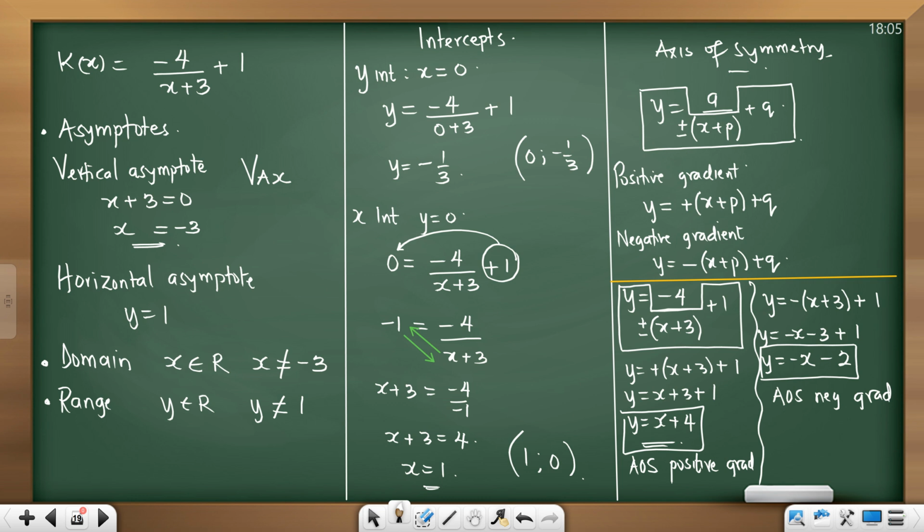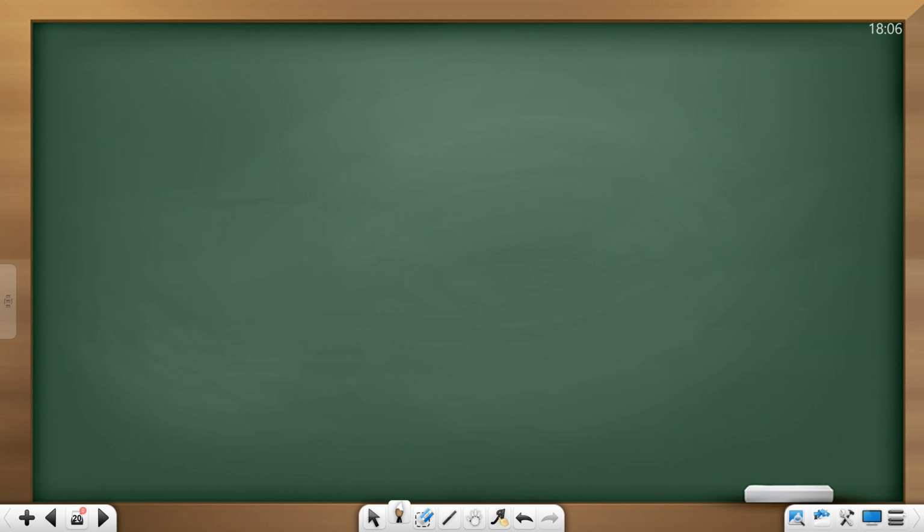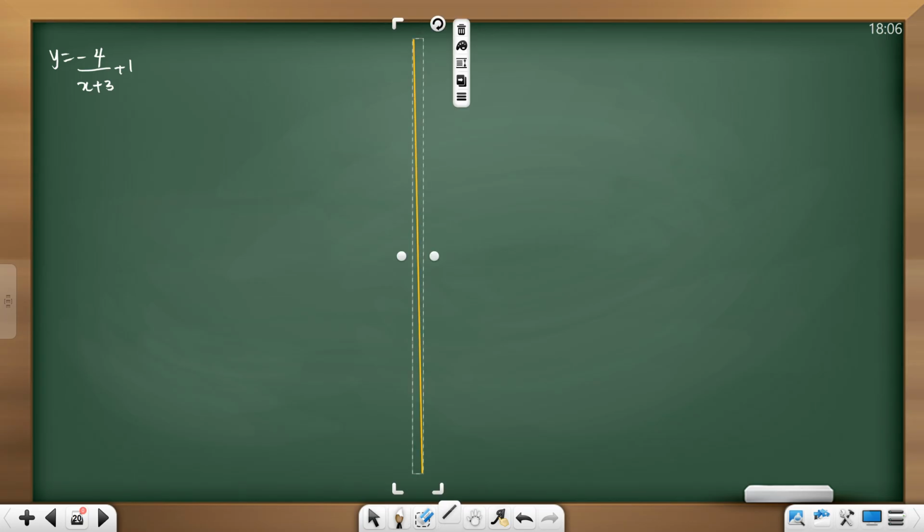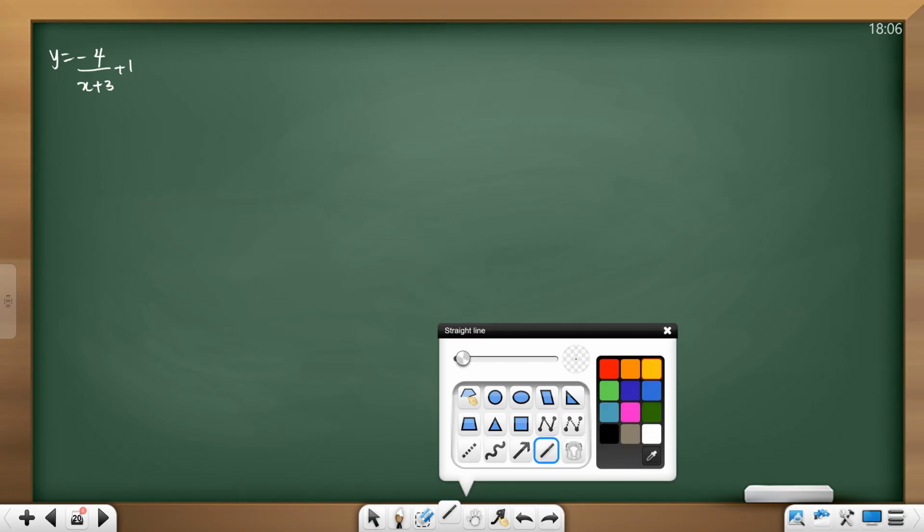Now we want to sketch a graph. Sketching the graph. How do I sketch my graph? I'm going to use all the values that I have gotten so far. Please look at it quickly. I'll start with my x and y. Let's use a white.